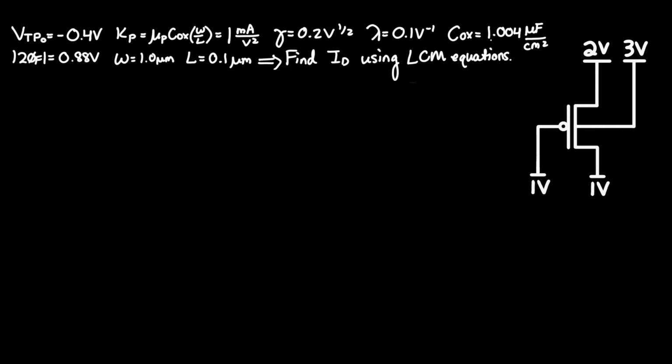Oxide capacitance equals 1.004 microfarad per centimeter squared. Surface potential equals 0.88 volts. Width equals 1 micrometer, and length equals 0.1 micrometers.